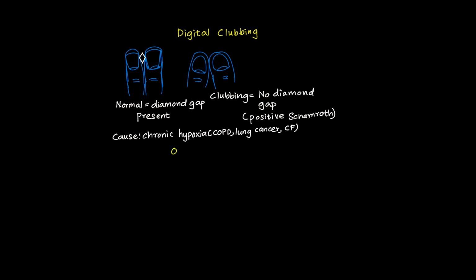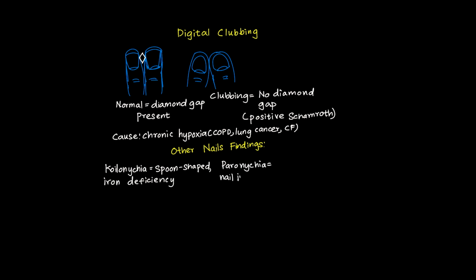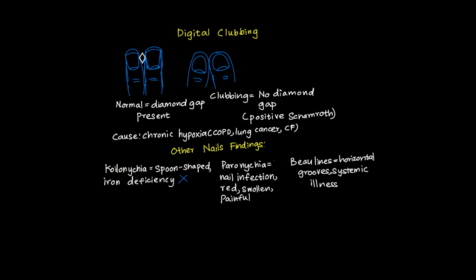The other options are distinct nail abnormalities. Koilonychia means spoon-shaped nails that curve upward, associated with iron deficiency anemia. Paronychia is an infection around the nail causing redness, swelling, and pain. Nothing to do with the nail angle. Bowlines are horizontal grooves across the nail from temporarily interrupted nail growth during a systemic illness. None of these involve the nail angle or the absent diamond gap.